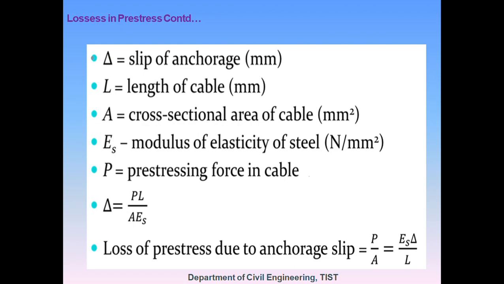If Δ is the slip of anchorage in mm, L is the length of the cable in mm, A is the cross-sectional area of the cable, Es is the modulus of elasticity of steel, and P is the prestressing force in the cable, the slip of anchorage Δ can be obtained from PL/(AE). Therefore, loss of prestress due to the anchorage slip, that means P/A, can be calculated from this equation: P/A = Es × Δ/L. From this we can calculate the amount of loss of prestress due to anchorage slip.